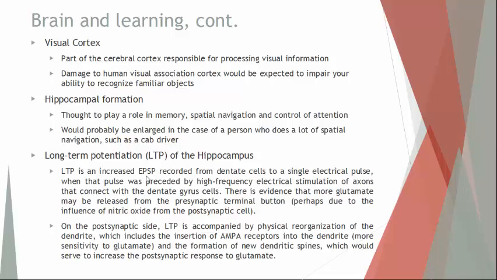And these are going to be preceded by high-frequency stimulation of axons that connect with those dentate gyrus cells. Now, all that is saying is the more that you do something, especially a mental skill, like learning a foreign language or practicing algebra, the more you do it, the faster your brain will be able to process that information. So this is all that's saying. The more you practice this, the faster the response will be in these postsynaptic neurons. And there is evidence that more glutamate will be released from the presynaptic terminal button, and this could be due to the influence of nitric oxide.